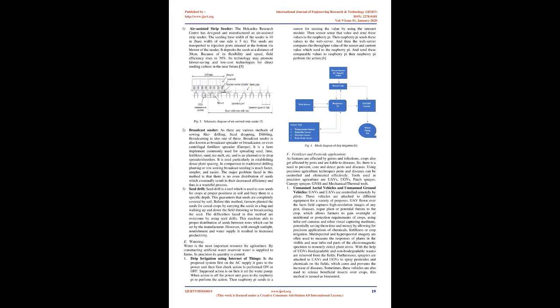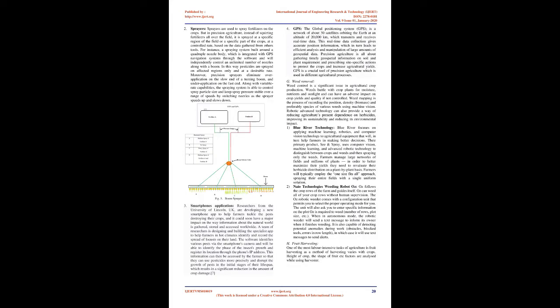Moreover, precision sprayers eliminate over-application on the slow end of a turning boom, and under-application on the fast end. Along with variable rate capabilities, the spraying system is able to control spray particle size and keep spray pressure stable over a range of speeds by switching nozzles as the sprayer speeds up and slows down.